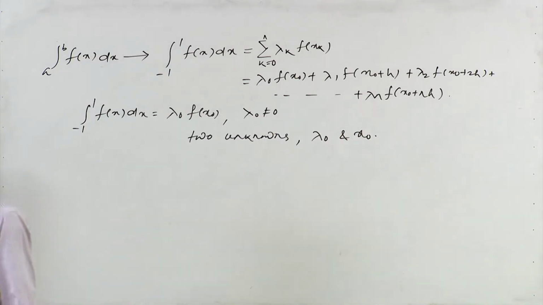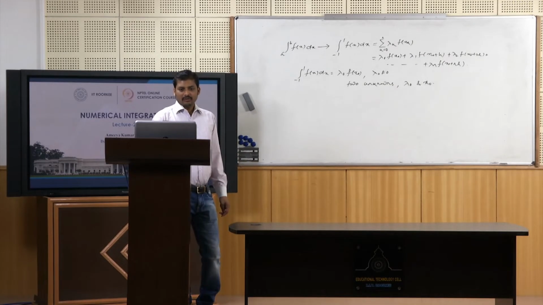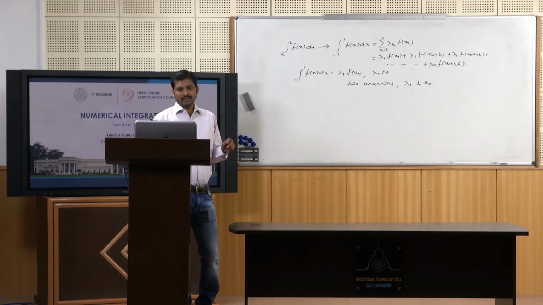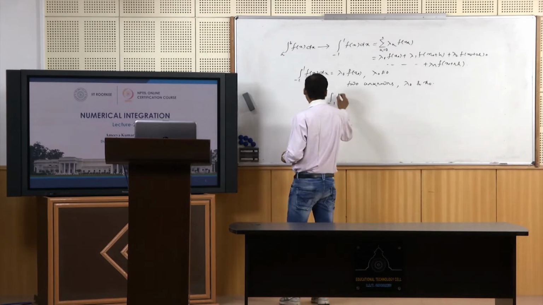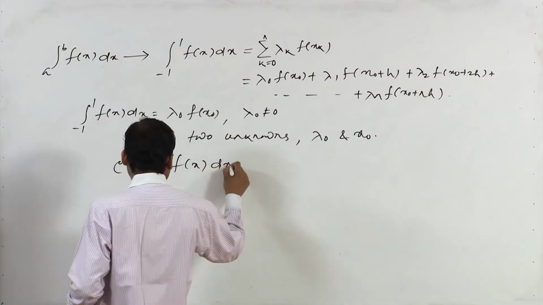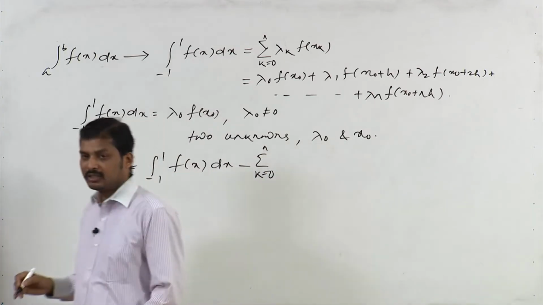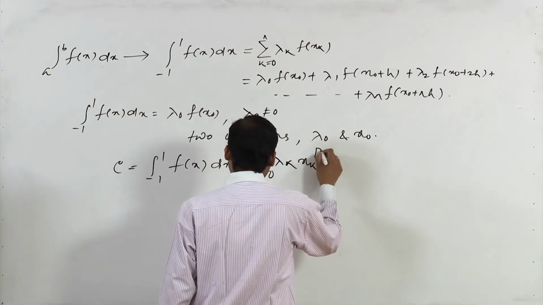So, if we want to determine these values for lambda 0 and x 0, then we go for the approximation of this function with an exact polynomial of order p. And if this is approximated with a polynomial of order p, then the error constant can be written in the form of c equals integral -1 to 1 f of x dx minus summation k equals 0 to n lambda k x k to the power p plus 1.